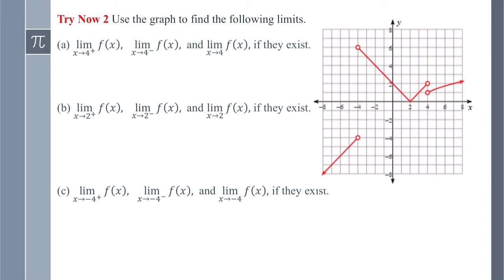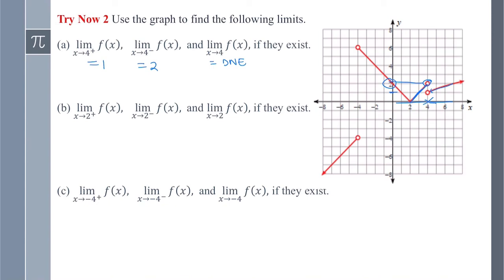So let's look at the first one. As x approaches 4 from the right here, the function is approaching this value, which is 1. Now, as x approaches 4 from the left, the function is approaching this value right here, which is 2. Here, the right hand limit is not the same as the left hand limit, so this limit does not exist. We just write DNE, which means does not exist.